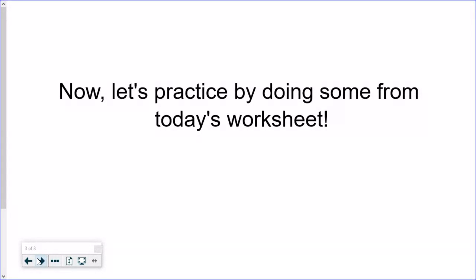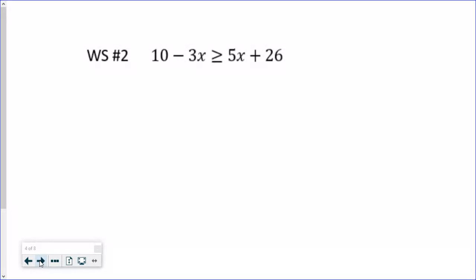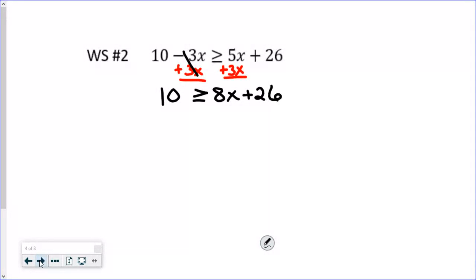Okay, so now we're going to do some from that worksheet. So we will actually be doing some of the problems you're expected to do on your practice. Okay, so number 2 from the worksheet. Again, look, what's the smaller variable? The smaller variable is that 3. It's getting subtracted. So now let's add it. Okay, that makes that go away. So you have 10 is greater than or equal to 8x plus 26.